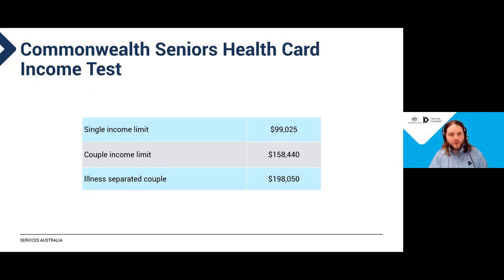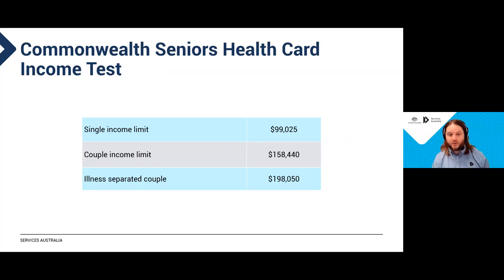The income limits for the Commonwealth Seniors Health Card are on the screen now. Remember, there's no asset test, just these income limits. For a single pensioner, you're looking at $99,025. For a couple, it's a combined $158,440. Or if you are an illness-separated couple where you have to live apart due to ill health or admission to an aged care home, as I said before, that income limit increases to a combined $198,050.